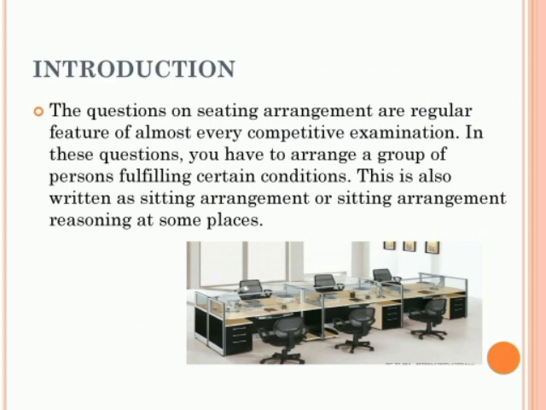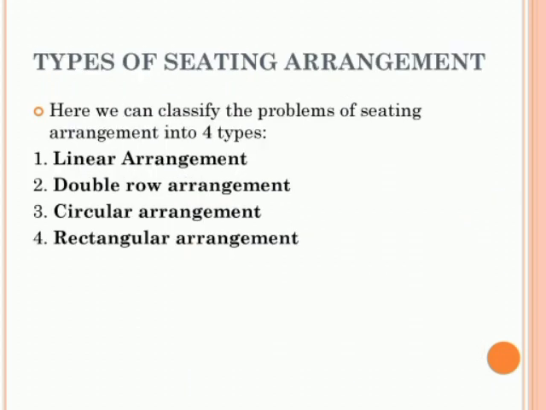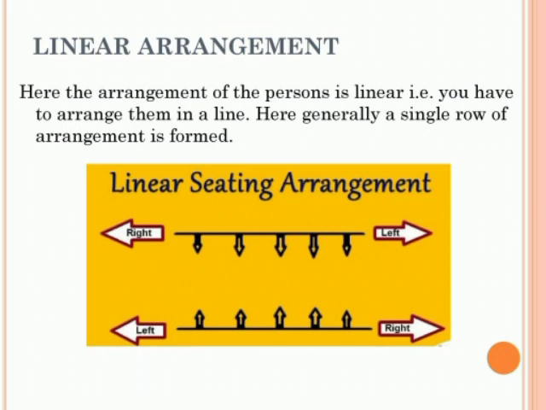So the next one is the types of sitting arrangement. Here we can classify the problems of sitting arrangement into 4 types: linear arrangement, double row arrangement, circular arrangement, and rectangular arrangement. Now, linear arrangement is basically an arrangement in the form of a line, that could be an assembly line or anything, or a common line. Then let's start with the first one, linear arrangement.